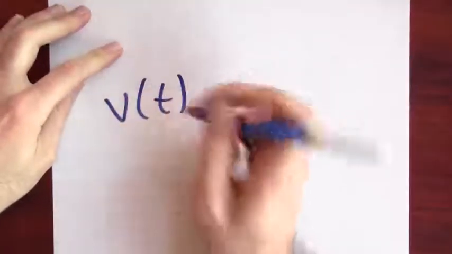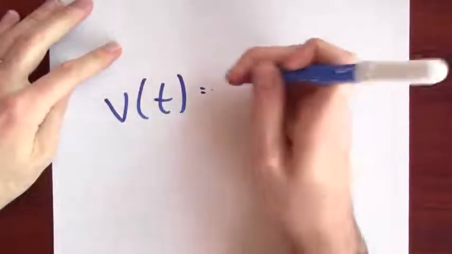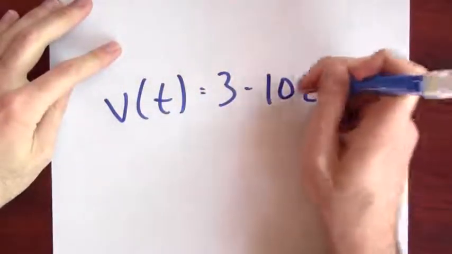Let's suppose that I have a formula for my velocity. For instance, maybe my velocity at time t is something like 3 minus 10 times t. With that equation in hand, can I then determine my position? Velocity and position are related in some way. The derivative of my position is velocity.